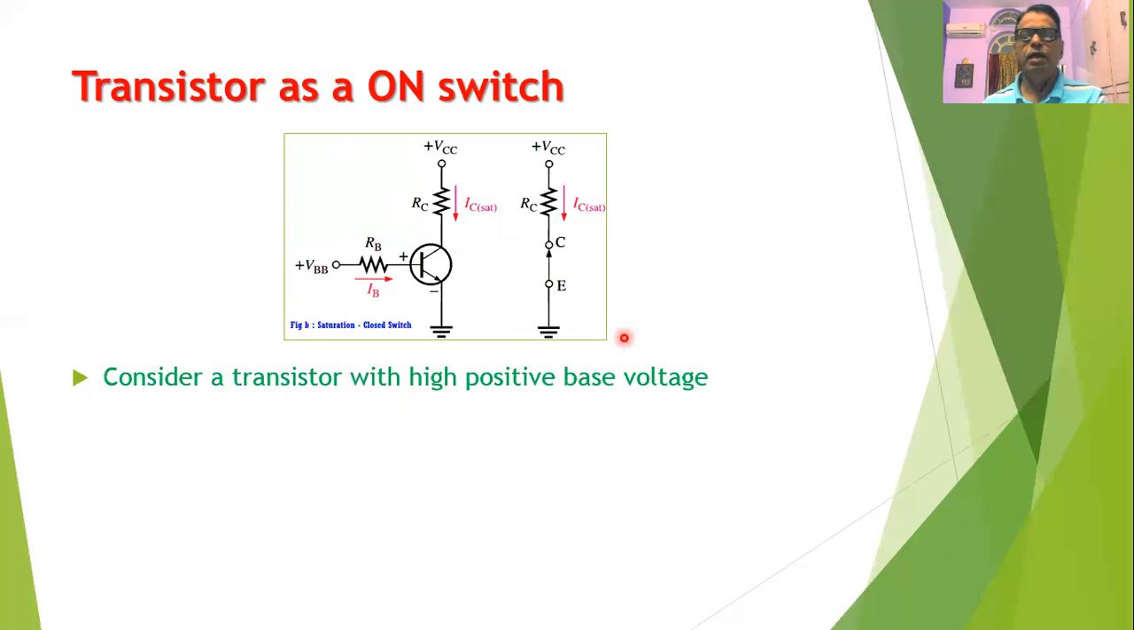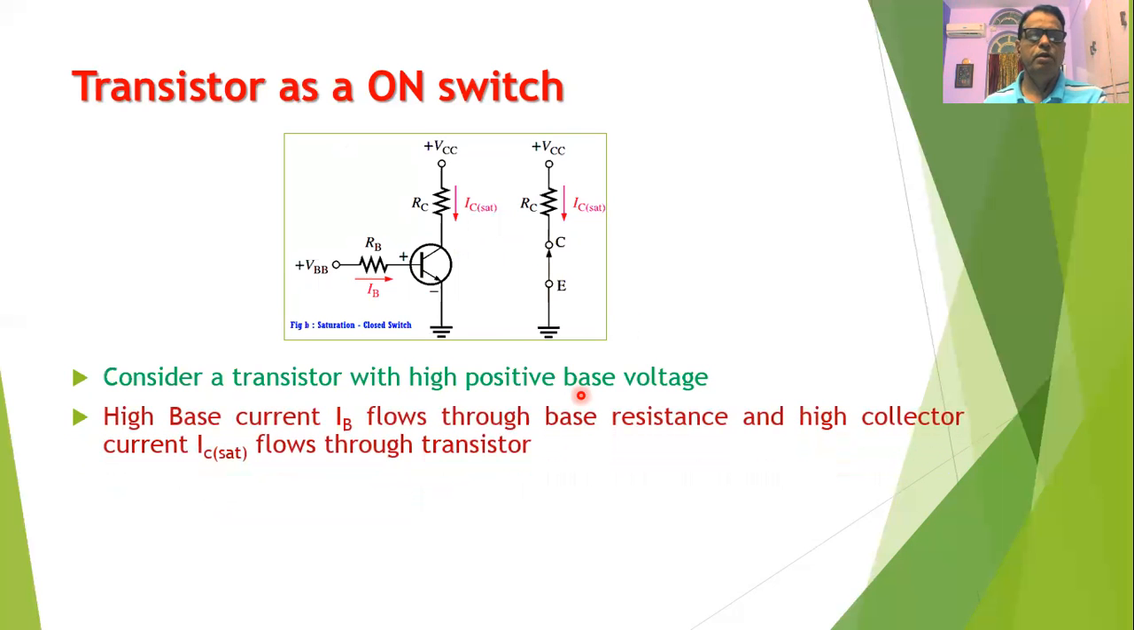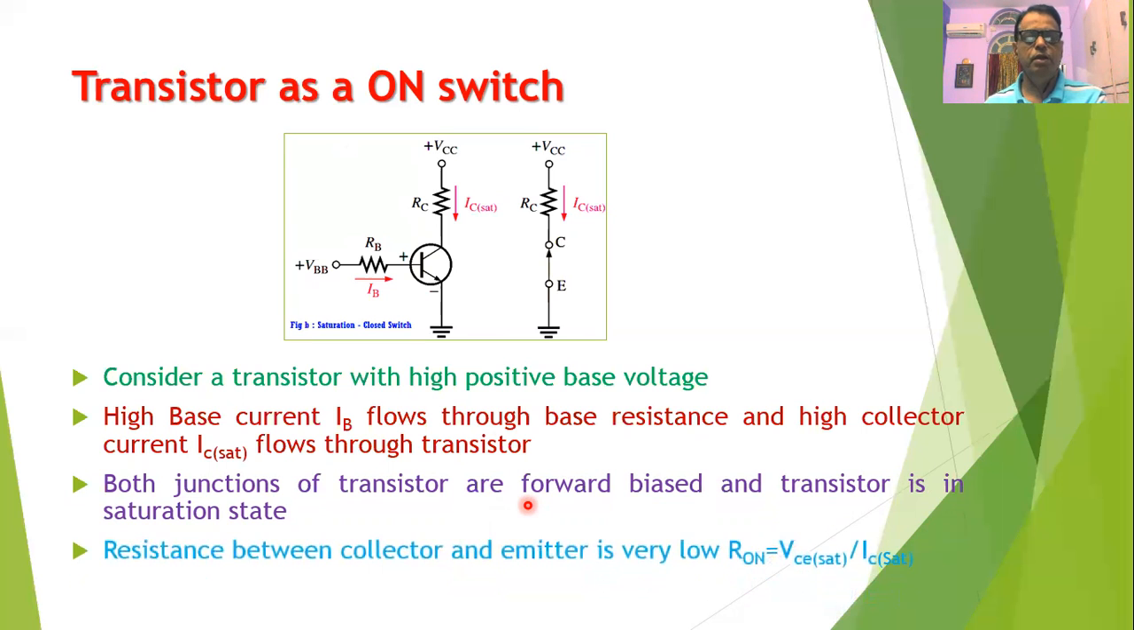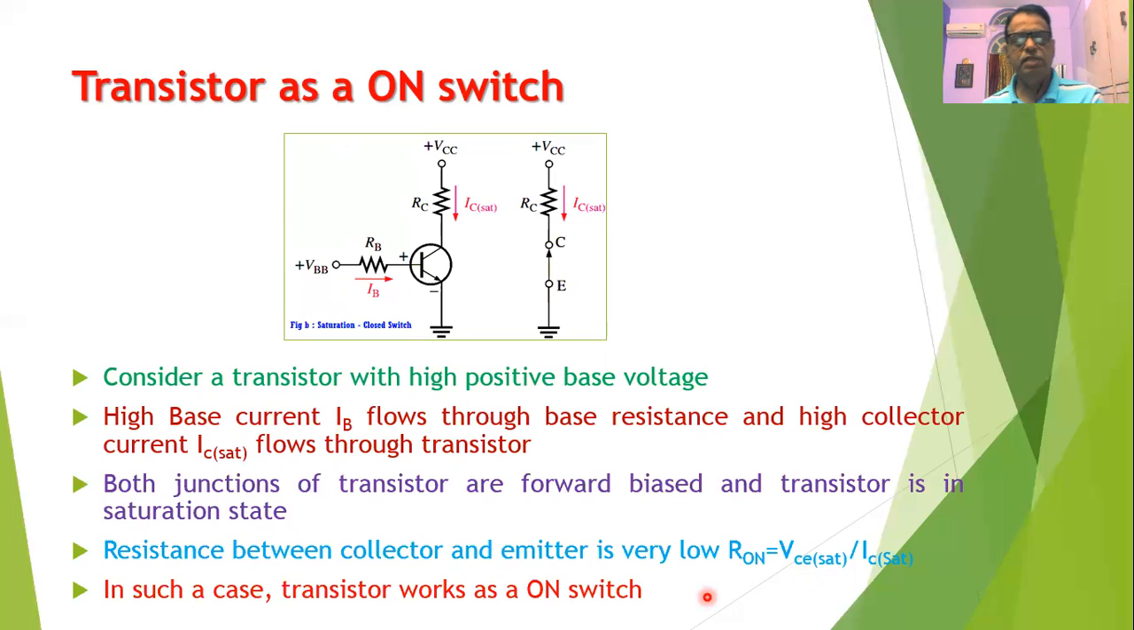So here we have to apply a positive base voltage to the transistor. A high amount of base current will flow through the transistor, which will cause a large amount of collector current to flow through the transistor. This current is called the saturation current of the transistor. In such a case, both the junctions of the transistor will be forward biased and the transistor will be in the saturation state. Now, if we measure the resistance between collector and emitter of the transistor, then you can find this resistance is equal to VCE saturation divided by IC saturation, where VCE saturation is a very low voltage, almost equal to 0. And therefore, in such a case, we can say that the transistor works like an on switch or closed switch.